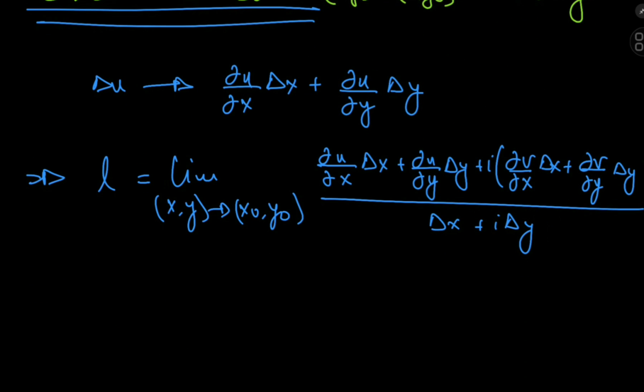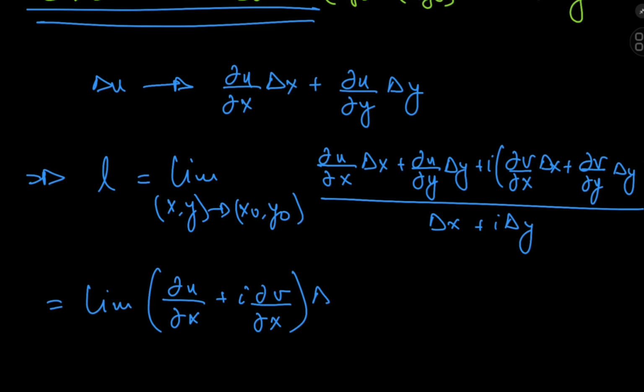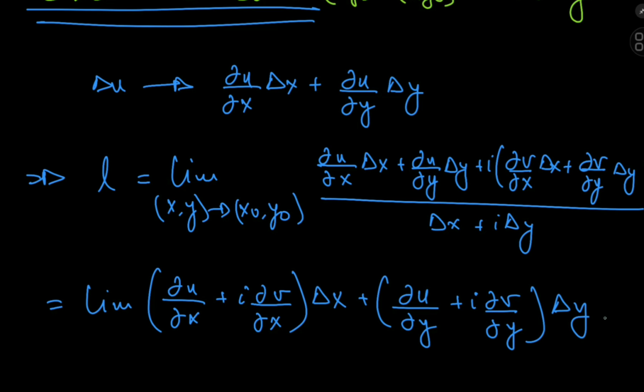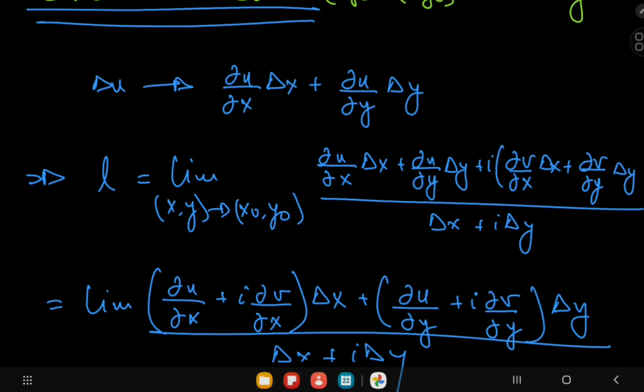Okay, great. Now what? Now I'd like to collect the del x and del y terms together. So we're evaluating this limit. You know what we're approaching, so it's fine. I'm just writing this as the limit of partial u by partial x plus i times partial v by partial x, terribly sorry about that, times del x, plus partial u by partial y plus i times partial v by partial y, all times del y, divided by del x plus i times del y.